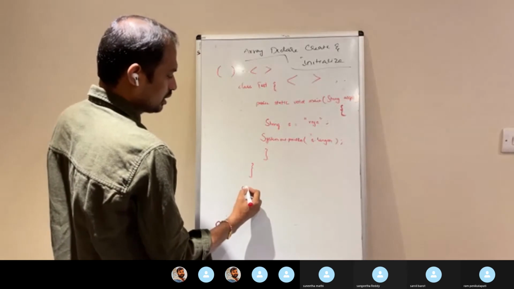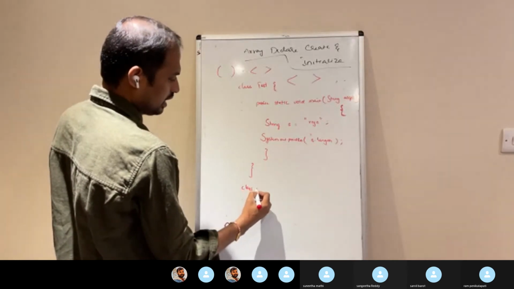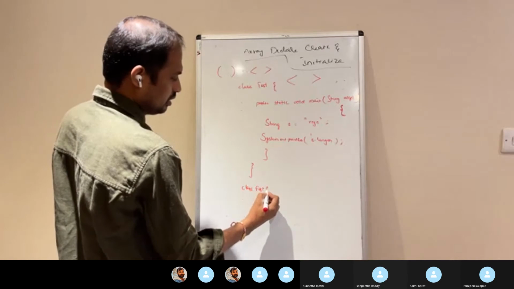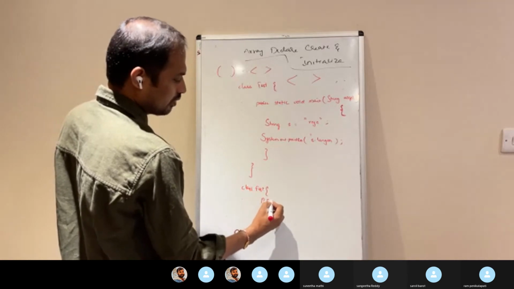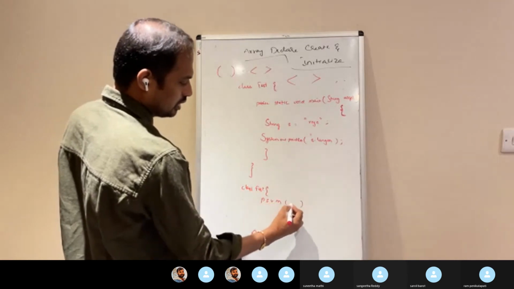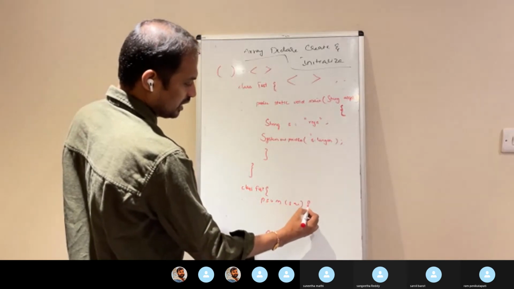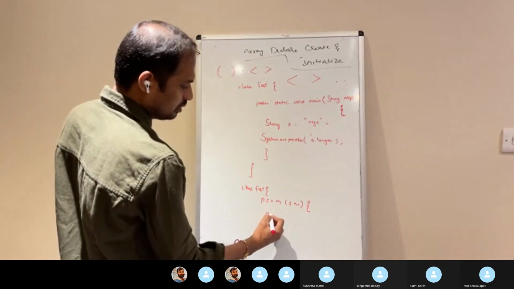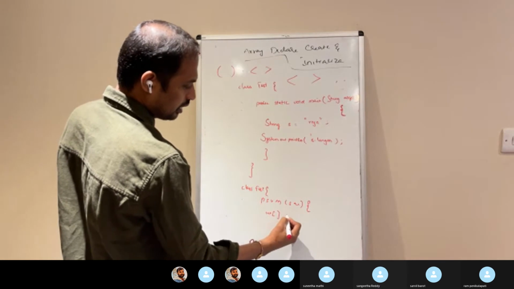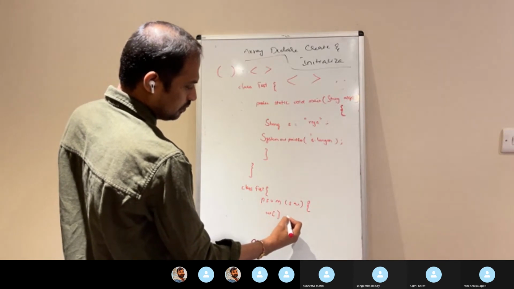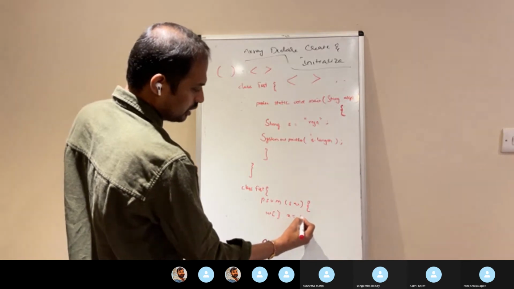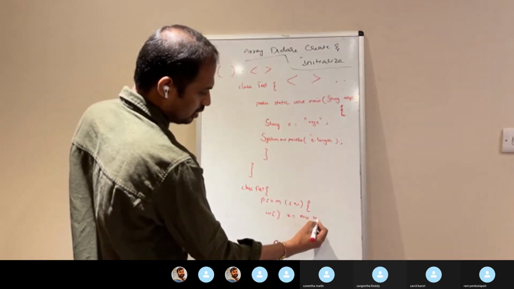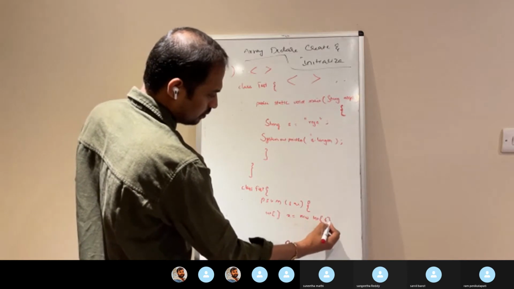Next program, class test, everything is the same. Public static void main, string args, open bracket, int array x is equal to new int of 6. Able to see?